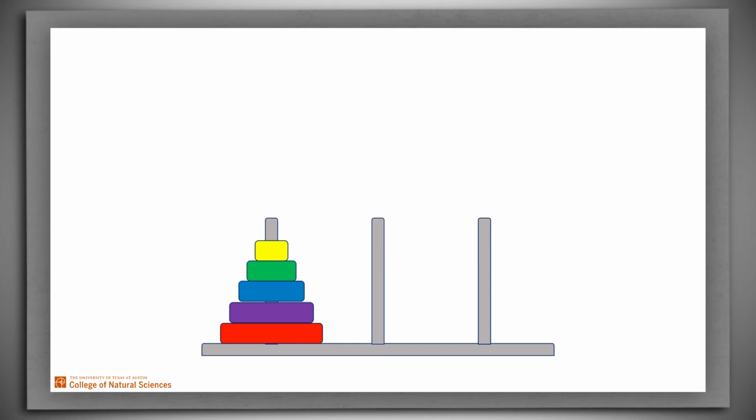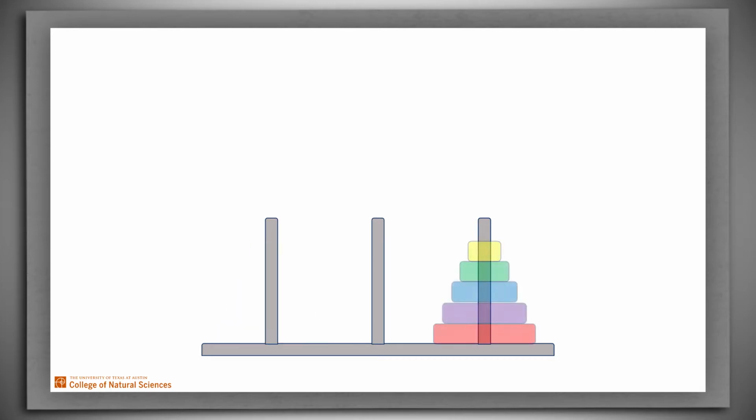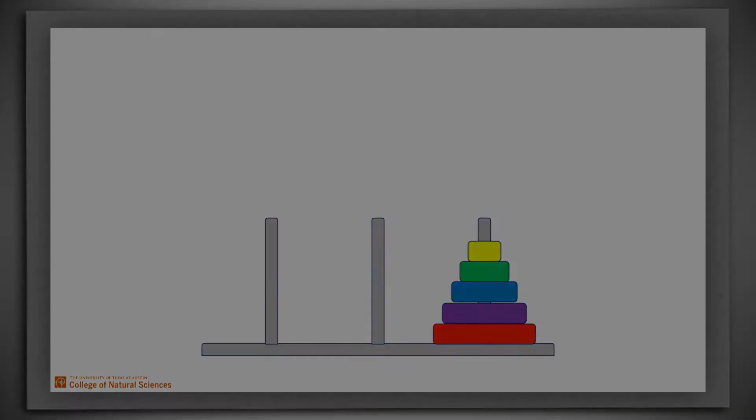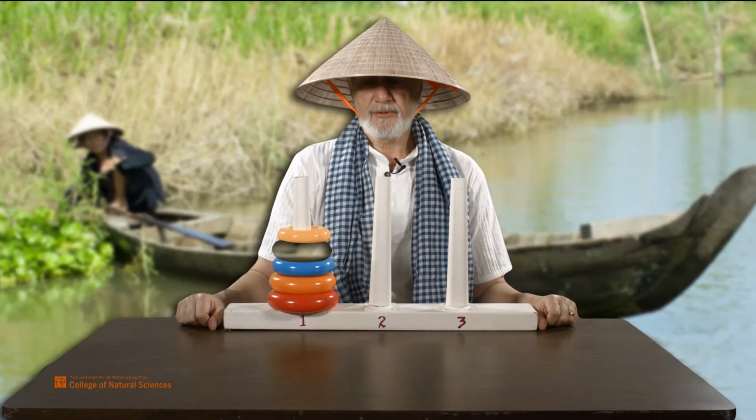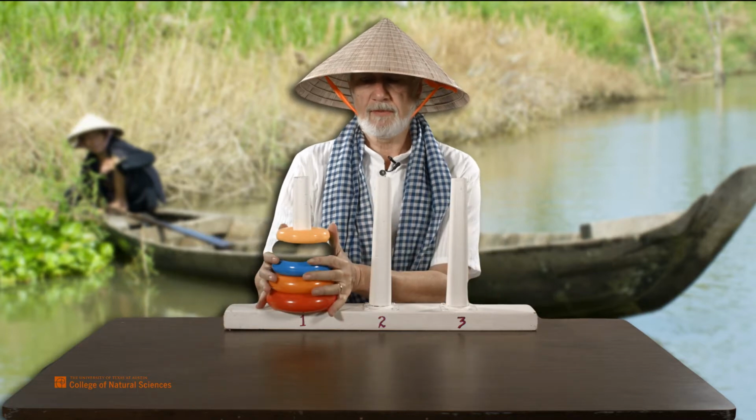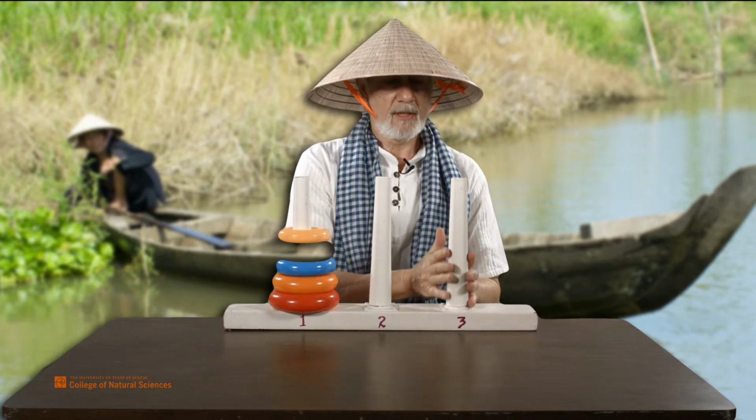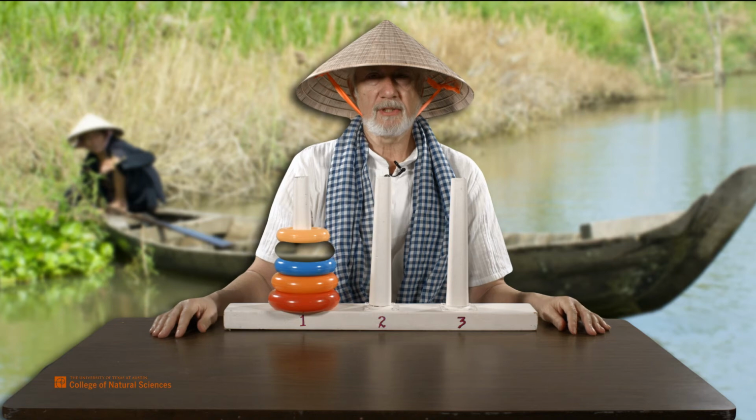Suppose that we have a Towers of Hanoi problem of size n, by which we mean that there are n disks that have to be moved from one pole to another. In this example, n is 5. What should we do? Our problem is to move these 5 disks over to this pole consistent with the rules of Towers of Hanoi.